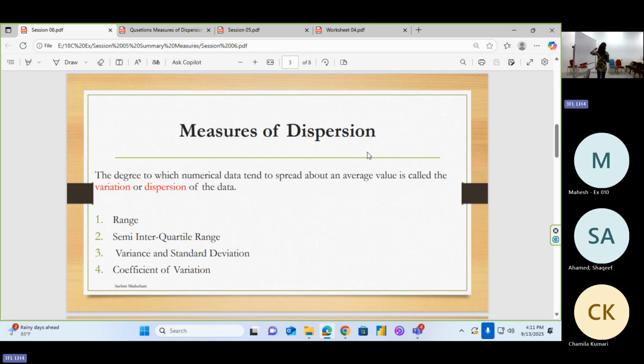Then how do we find the variation? About the average value. This X bar represents the average value, then we find out the spread, how these data spread about the average value. This one we call measures of dispersion. Using the measures of dispersion, we can identify the variation or variability of the data set. Here we identify the variability or variation from the average value.